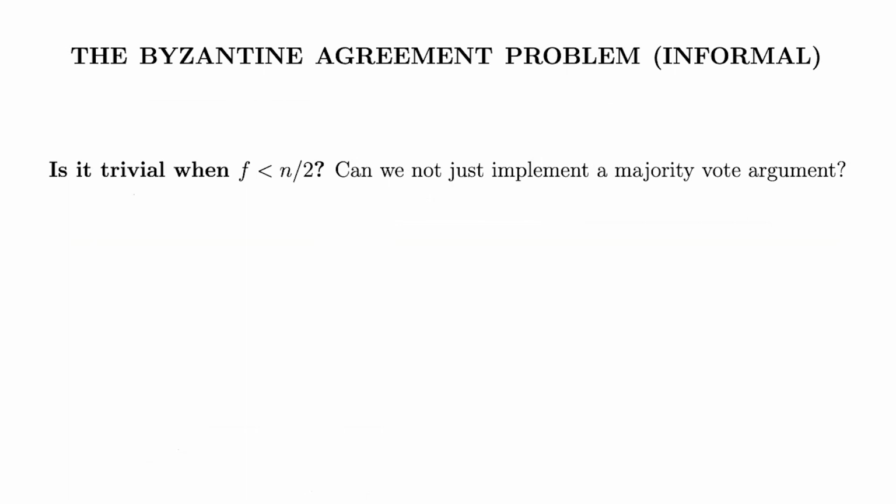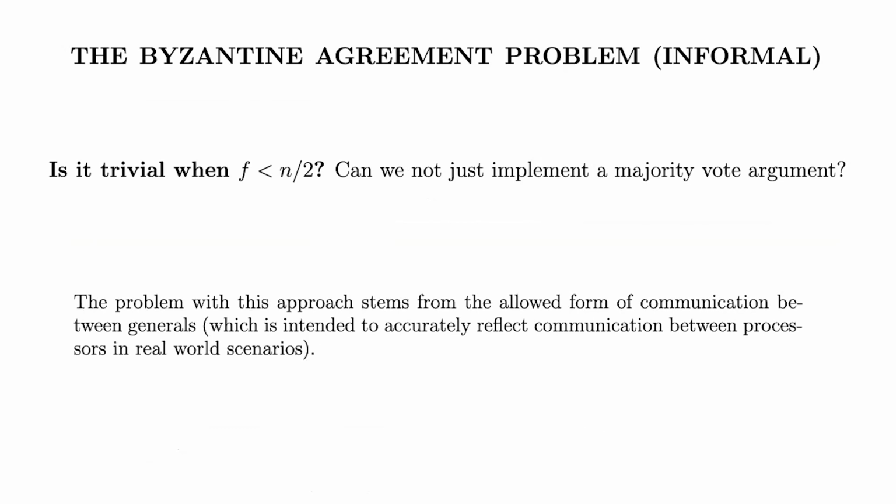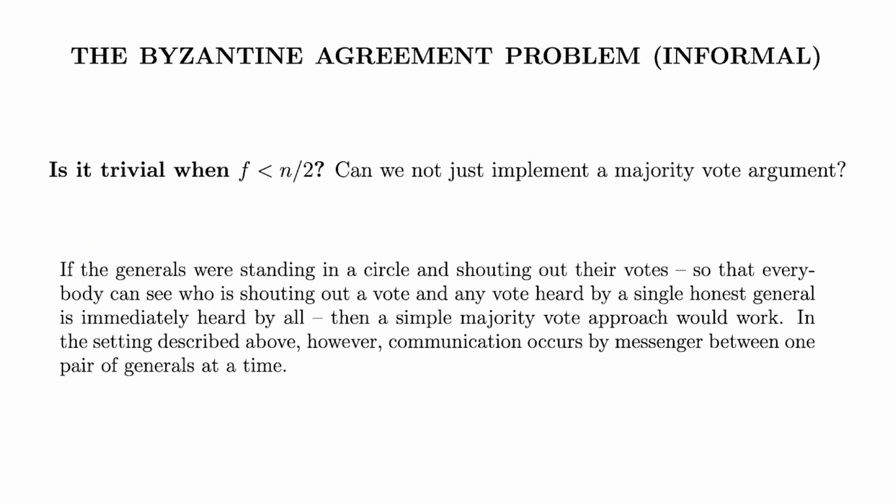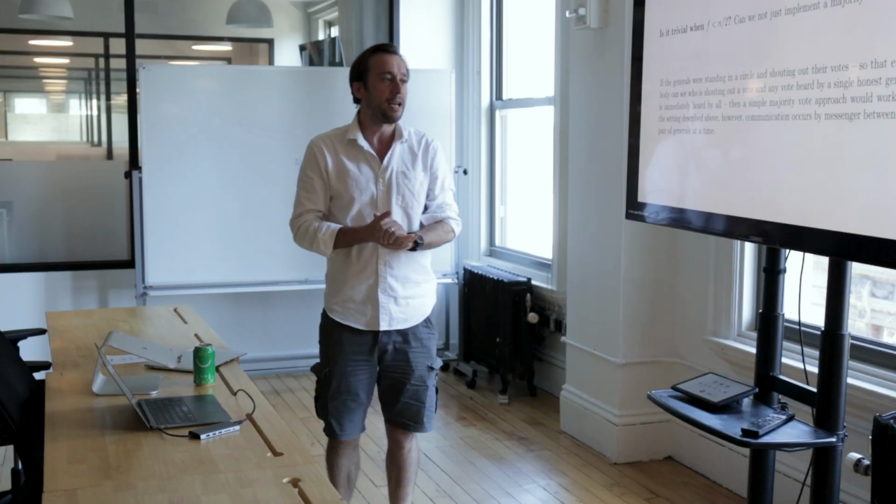In particular, you might think, well, why can't we just do some sort of majority vote? Well, the problem with that approach stems from the allowed form of communication here. We're having the generals communicate in pairs. Imagine everyone standing around in a circle, shouting out their votes. Whenever any general shouts out their initial input, everybody hears the same thing, so you can't say different things to different people. Then it would be trivial, right? You could just do a majority vote argument.